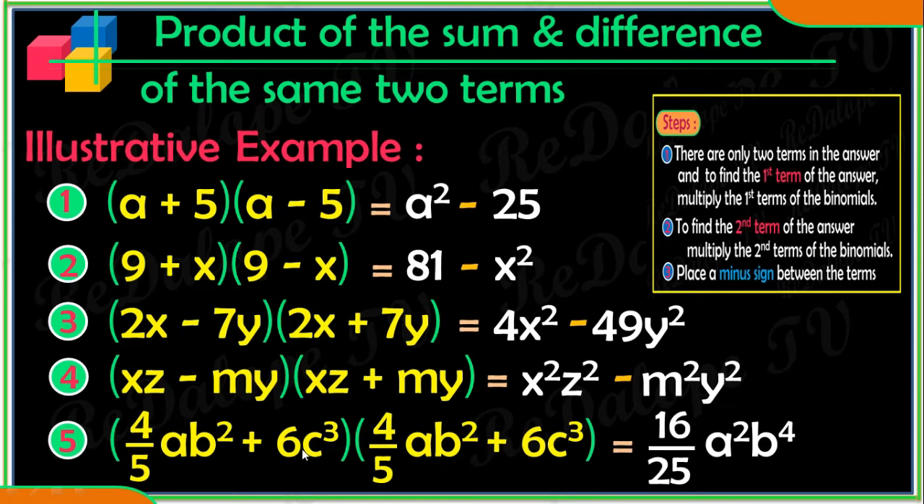So we have the second term of the answer. So we have 6 by 6, so that is equal to 36. C cubed times C cubed, so that is C raised to 6. And place a minus sign between the terms. So these are the examples when it comes to finding the product of the sum and difference of the same two terms or the two binomials.